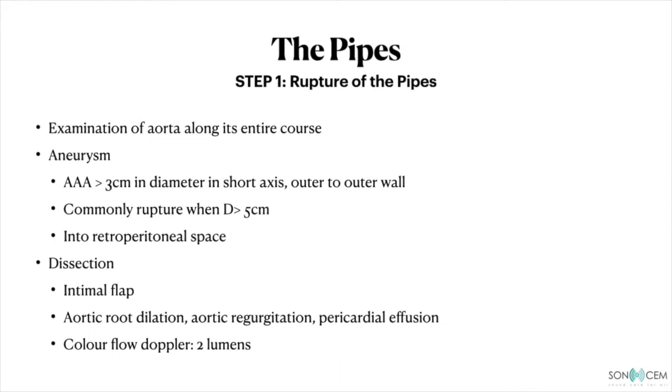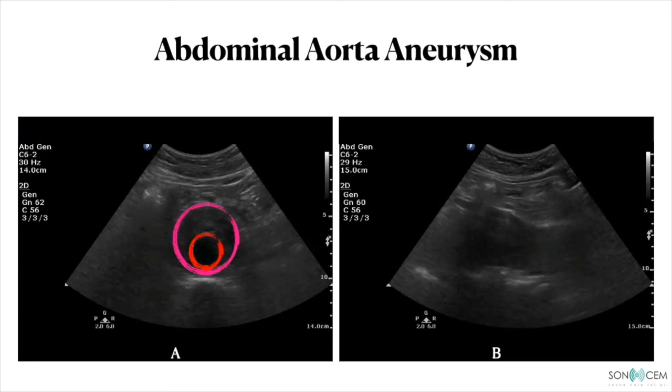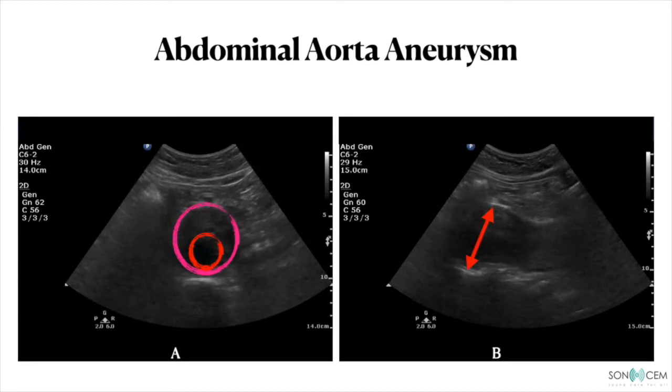An aortic dissection is recognized by the presence of an intimal flap floating in the artery. If the dissection occurs at the proximal aorta, it may be accompanied by aortic regurgitation and also pericardial effusion. Here, clip A shows a dilated aorta in the short axis measuring around 5 cm. The wall is surrounded by thrombus. Clip B denotes a dilated aorta on its longitudinal axis.